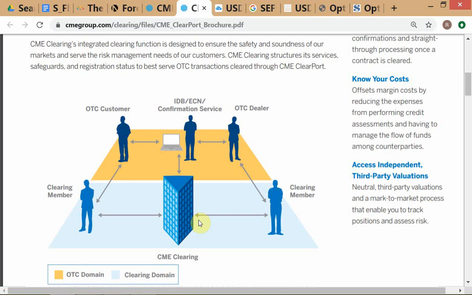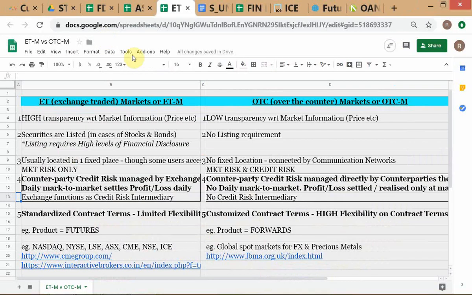Is this clear? Okay. And so that's how every day's loss is taken care of, and that's how the credit risk is managed in an exchange traded market setting. Is this clear? Okay. So that's why you have this statement in your framework. Counterparty, now you understand what is meant by counterparty. You understand both the statements.